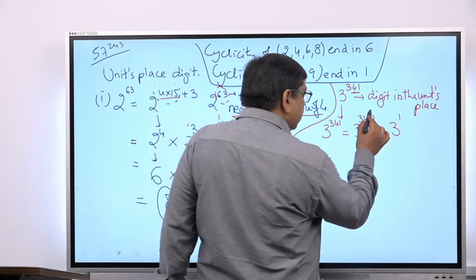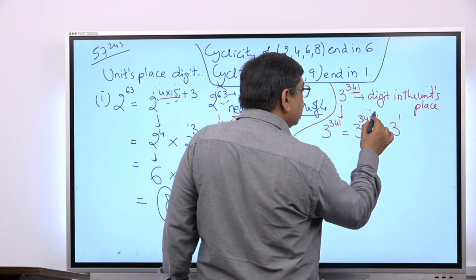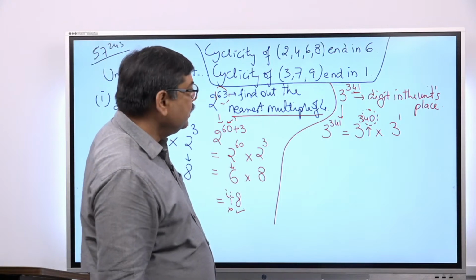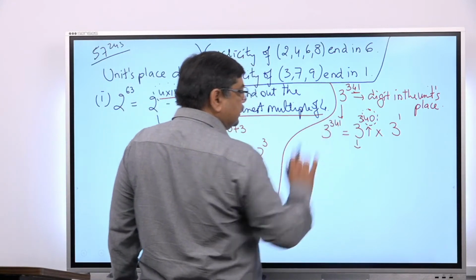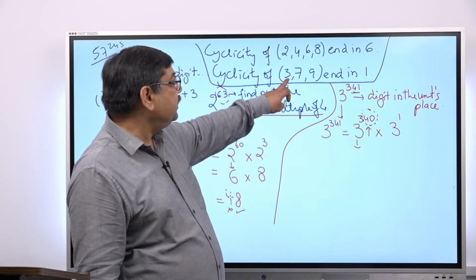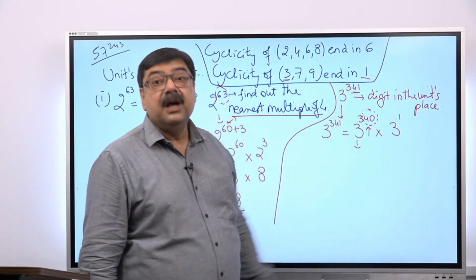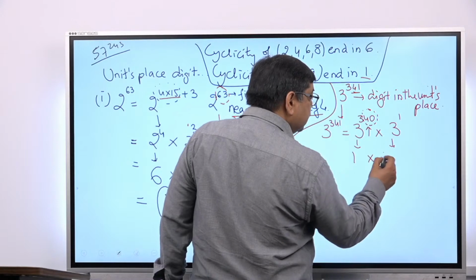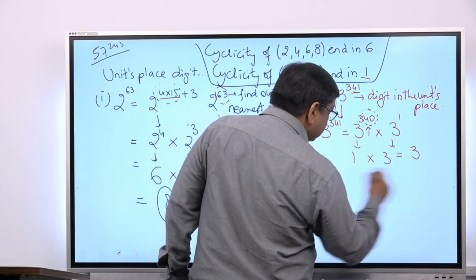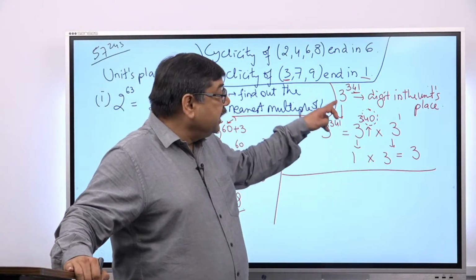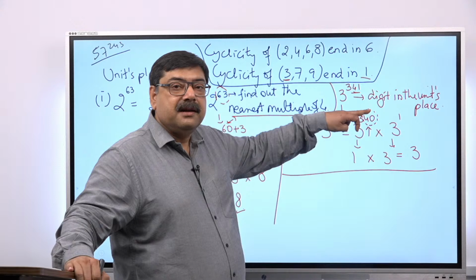Yes? See, 40 here, the last 2 digits is a multiple of 4. Okay, so now we know that this is 3 and its cyclicity is 4, and the cyclicity of 3 always ends in 1. So you get a 1 here into 3 power 1, that is 3. So your answer here is 3. So the digit in the units place is going to be 3.